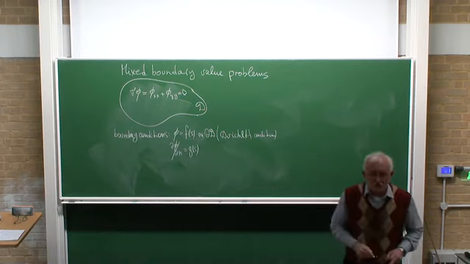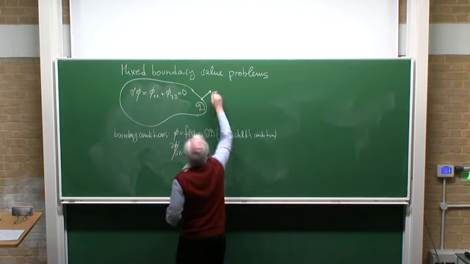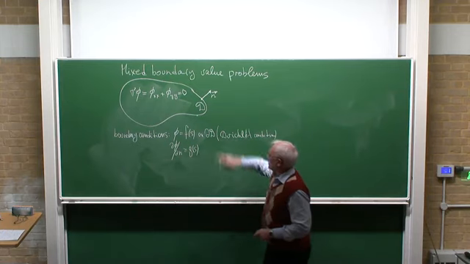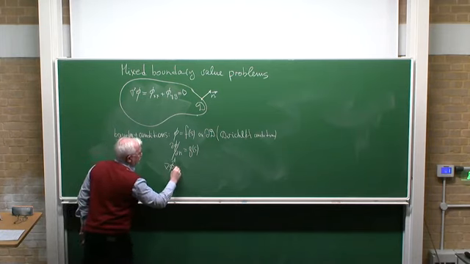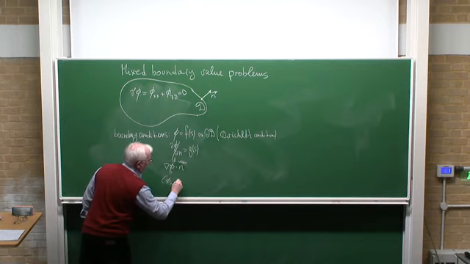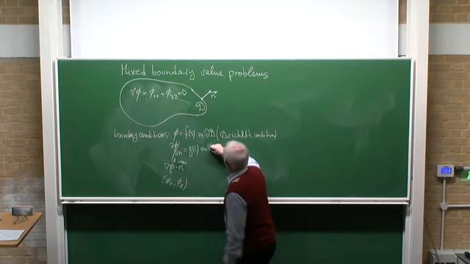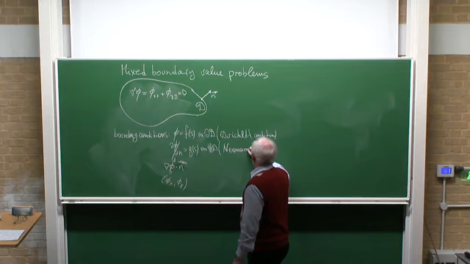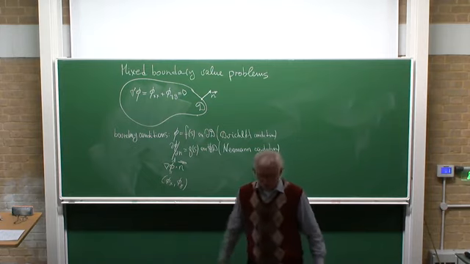The second condition, most famous, is the condition for the derivative. So the normal derivative on the boundary is given. This is the normal to the boundary, and we differentiate the function in the normal direction. That means we calculate the gradient and multiply it by the normal. The gradient is phi x, phi y. And again on the boundary, and this is the Neumann boundary condition.